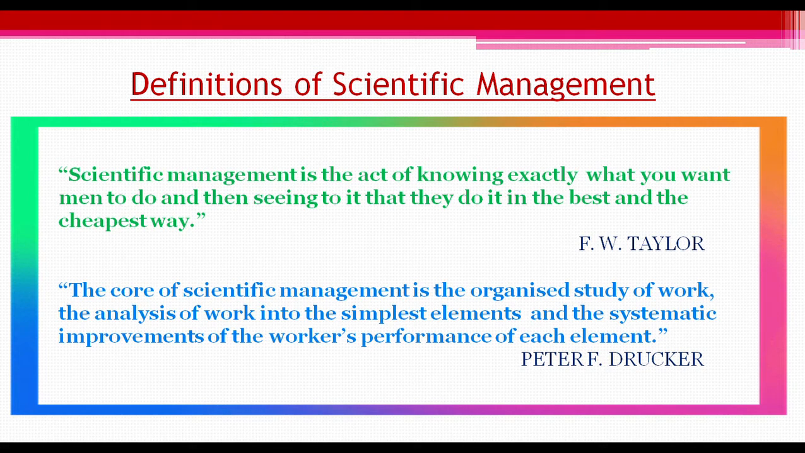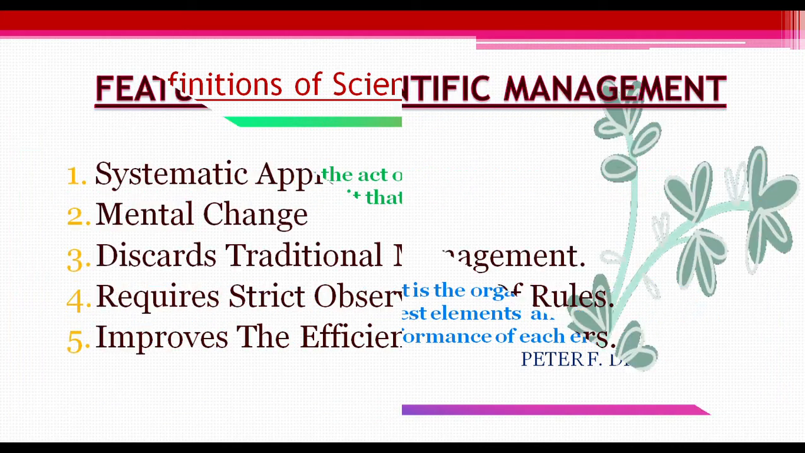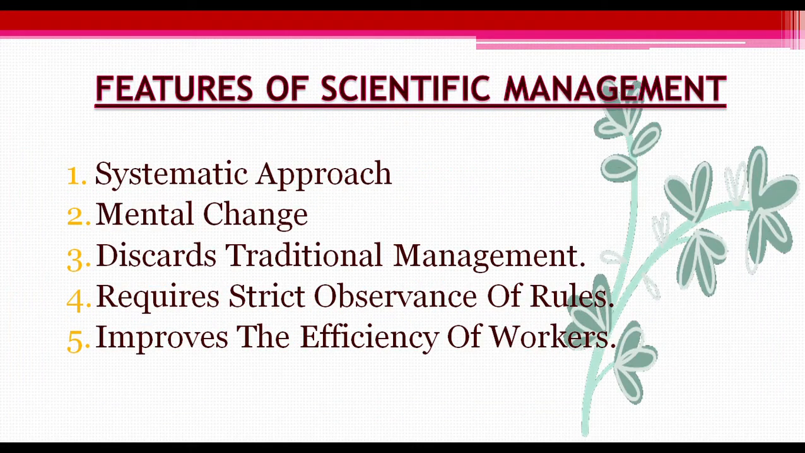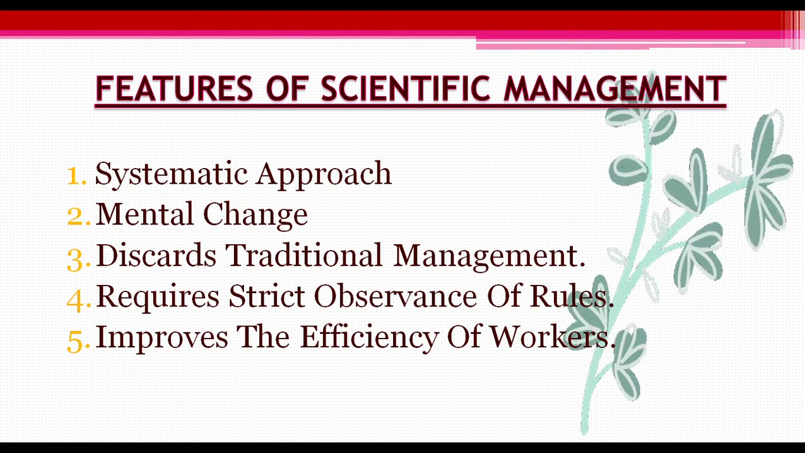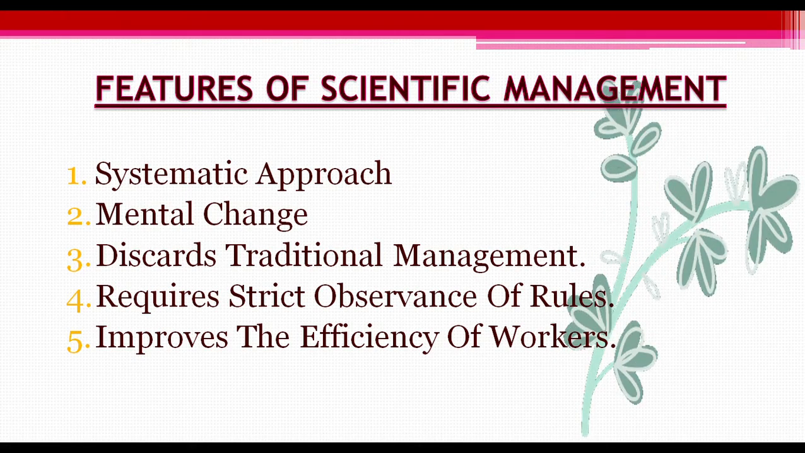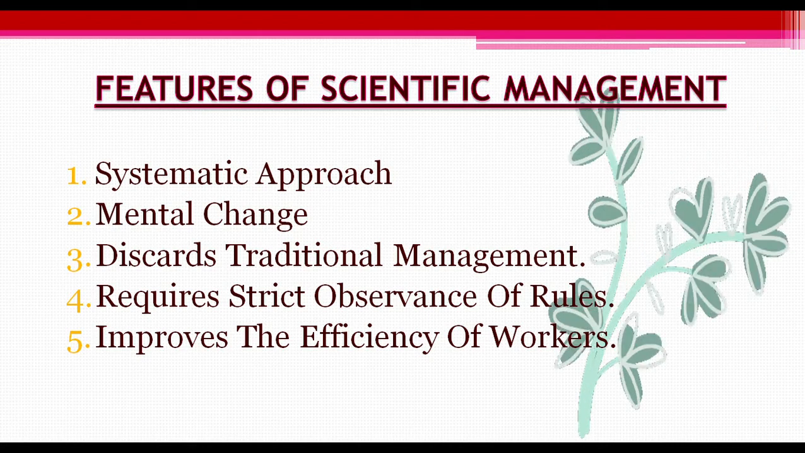So yes, it is scientific management, where we are talking about organization, analysis, and improvements. Okay, and it can be done if we know what kind of work is to be done, and what kind of work can be taken out from a particular person. So next is the features of scientific management. See, features tell us what the main characteristics of scientific management are.